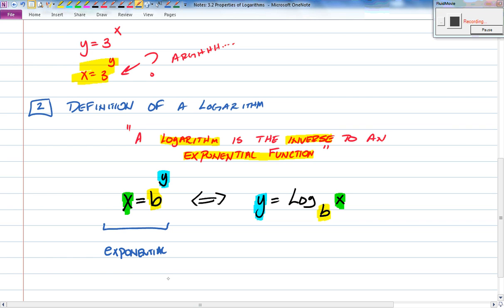Which makes a whole lot of sense because there's an exponent in it. Right? This over here is what we call log form. Which makes a whole lot of sense because there's a log in it. Okay?